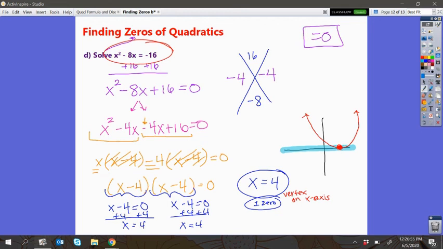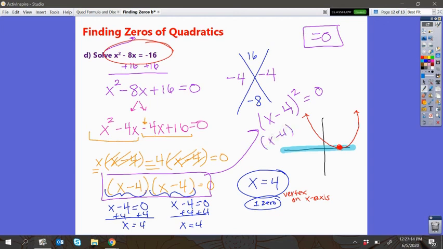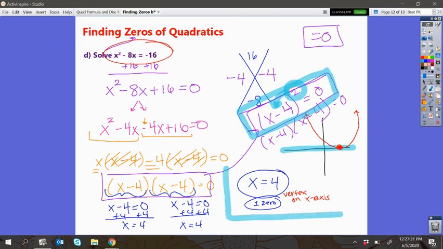Also note that sometimes this will be given as, instead of x minus 4 times x minus 4, they'll write x minus 4 squared equals 0. Because remember that squaring something just means to multiply that thing by itself. So that does mean take x minus 4 and multiply it by itself. So it means the same thing. So you might see something written in this form here, x minus 4 squared. Just be aware that that means you're going to have 2 of this binomial in there. That means that you're going to have 1 zero on the x-axis.